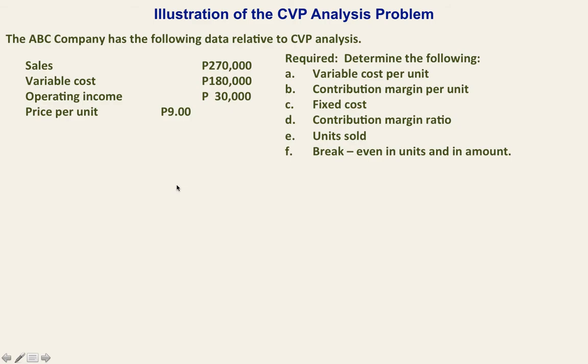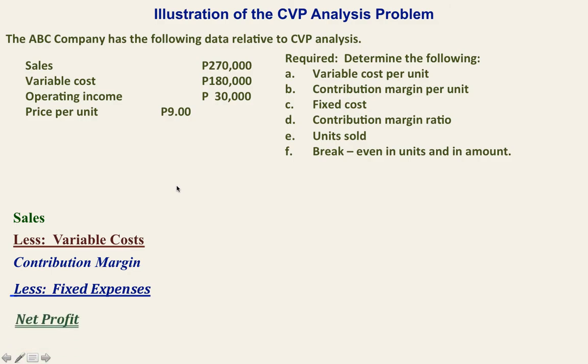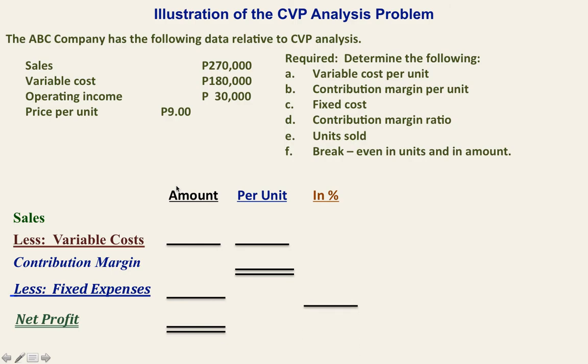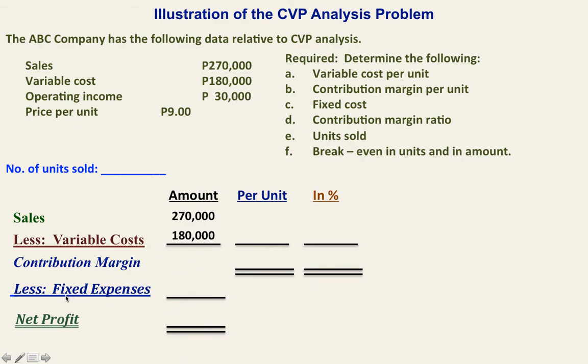So class, I advised you to make sure that you present it in the given template so it will be easier for you to analyze the problem. We have this template. Here, sales is 270,000, so put the sales there. Variable cost is 180,000. Put the variable cost there. Operating income is 30,000. And price per unit is 9.